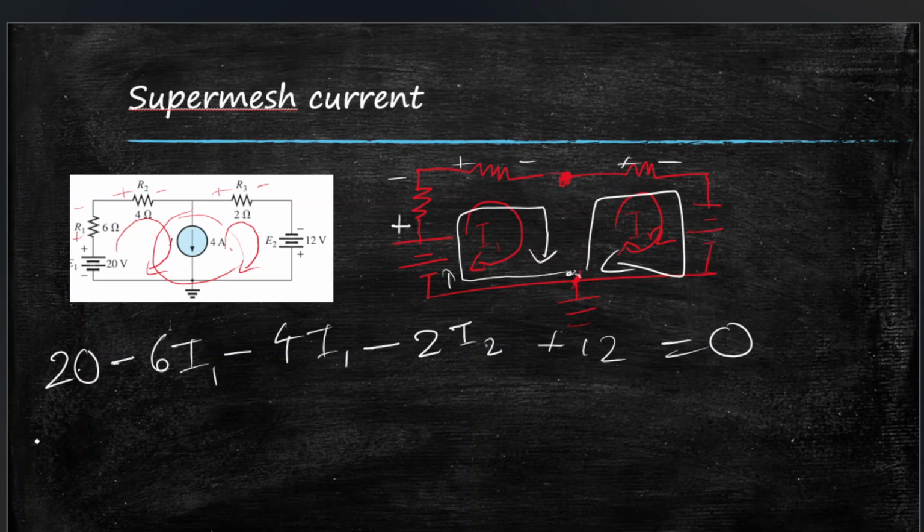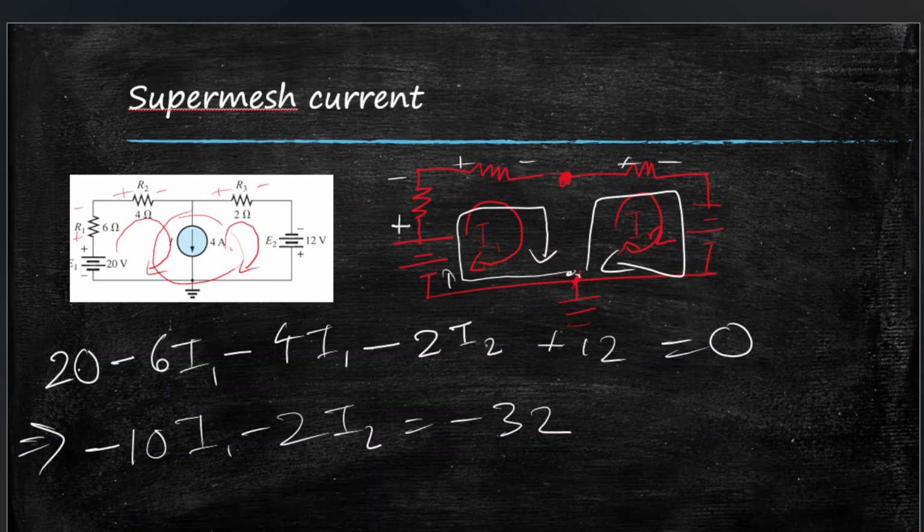That will be our first equation, but first let's rearrange it. We'll bring I1 to the front. So minus 6 minus 4, that's minus 10 I1, and then minus 2 I2. Then 20 plus 12, that is 32, with plus, I'll send it to the right side, so minus 32. So that's our equation 1.